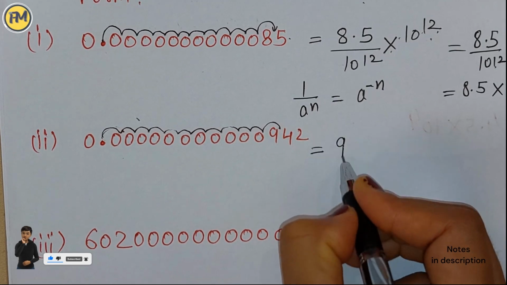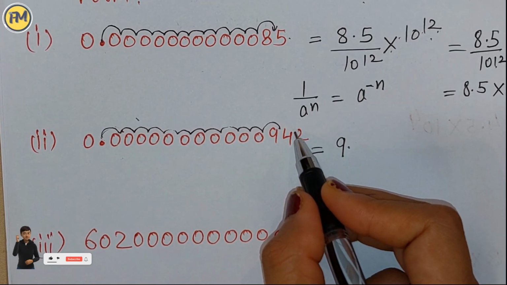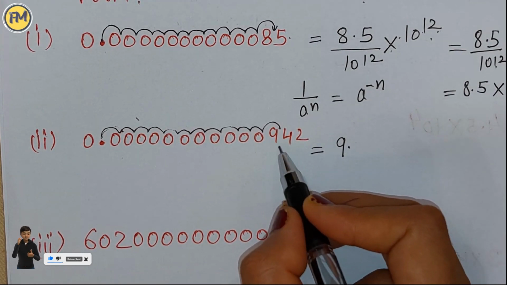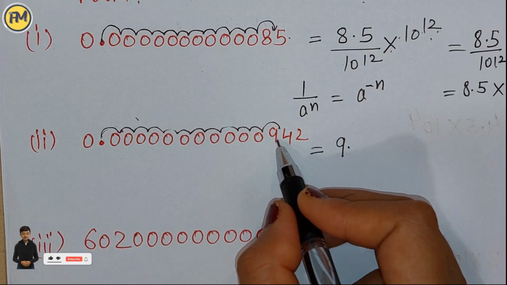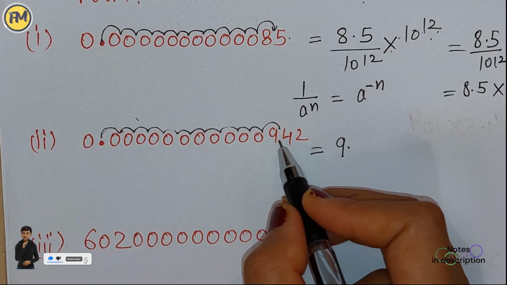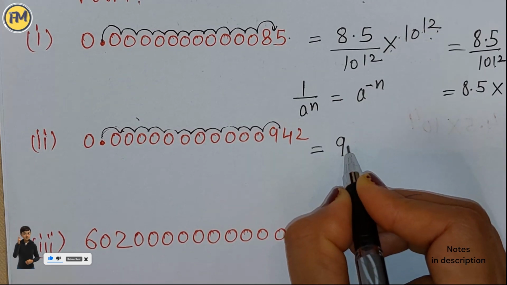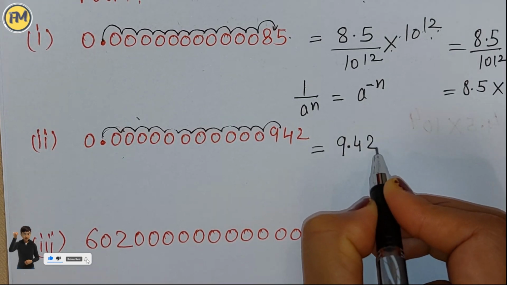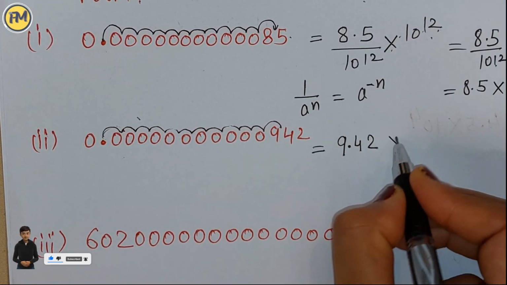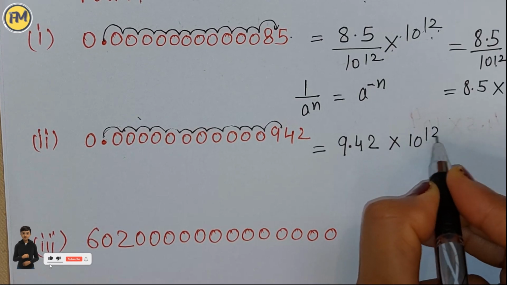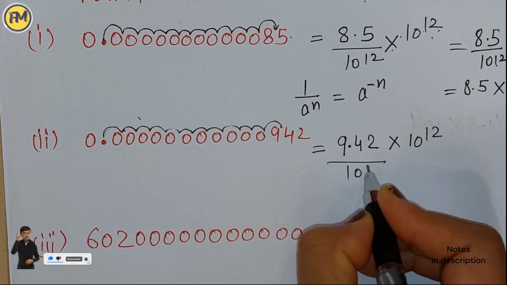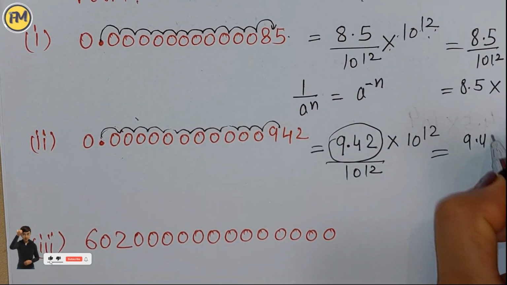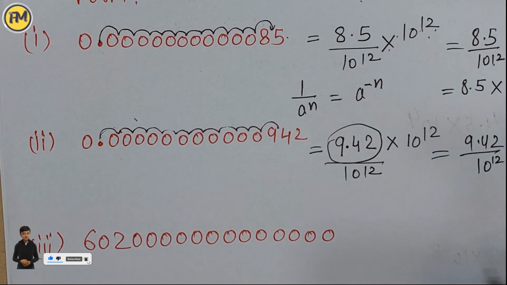So it will become 9 point, and we will not go there, because if we put the decimal point there it will become 94, and our m should be greater than or equal to 1 but less than 10. So we will put it here after 9. 9 is less than 10. So 9 point 42, yes or no? For shifting this you have to multiply by 10 raised to the power 12, and if you are multiplying then you have to divide also. After multiplication only you are getting this. So 9.42 divided by 10 raised to the power 12.